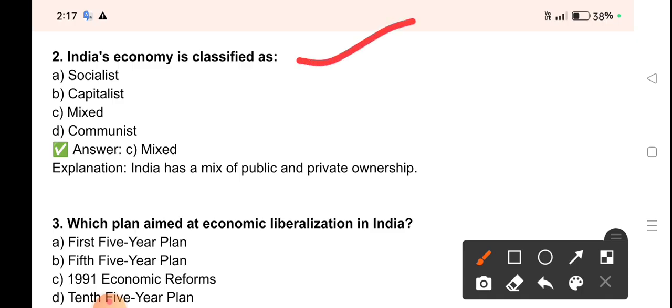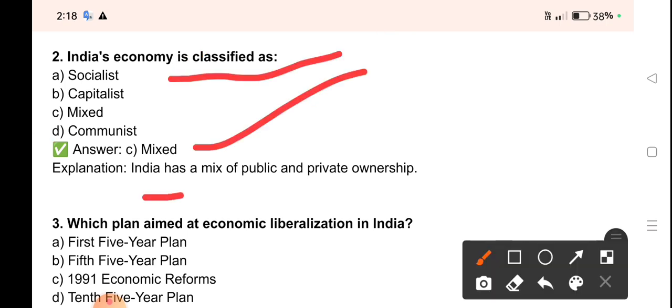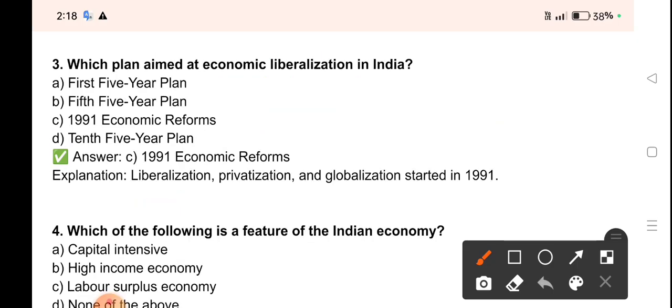India's economy is classified as socialist, capitalist, mixed, communist, or what? Mixed. India's economy is a mixed economy. India has a mix of public and private ownership.